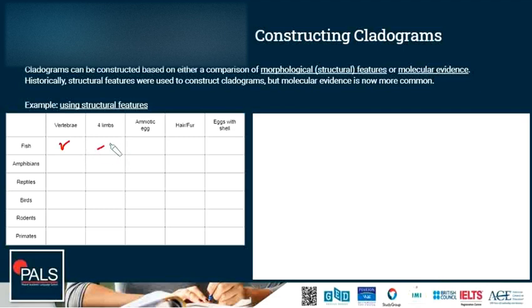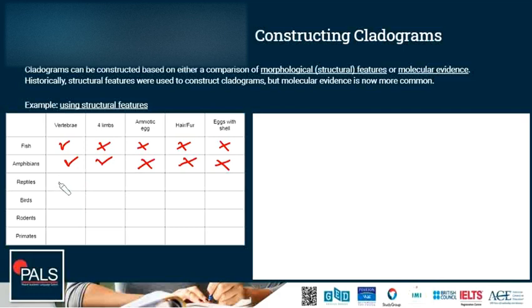But fish don't have four limbs, they have fins, they don't have an amniotic egg, they don't have hair or fur, and they don't have eggs with shells. What about amphibians? Amphibians have vertebrae. Yes. Amphibians have four limbs. Think about a frog. A frog has four legs. Correct. Does a frog have an amniotic egg? No. Does it have hair or fur? No. Does it have eggs with shells? Nope.